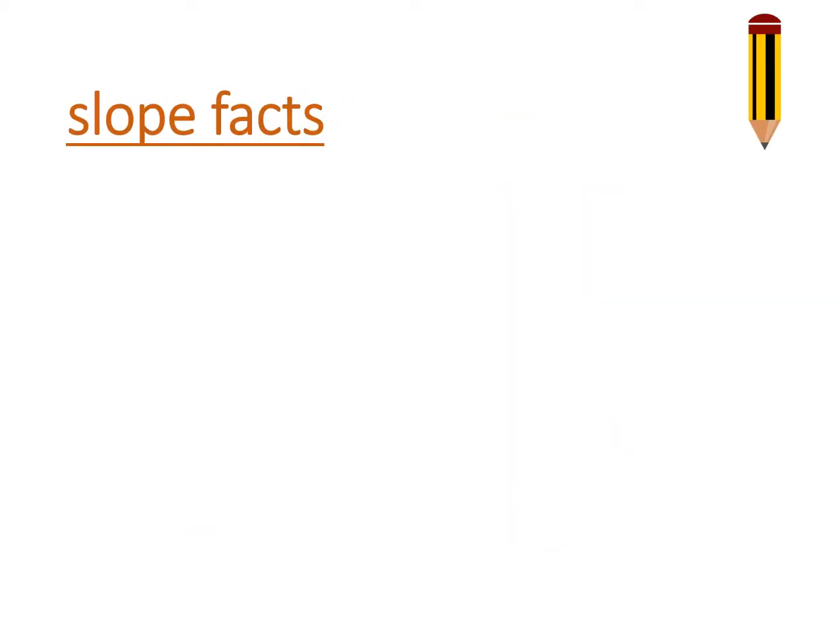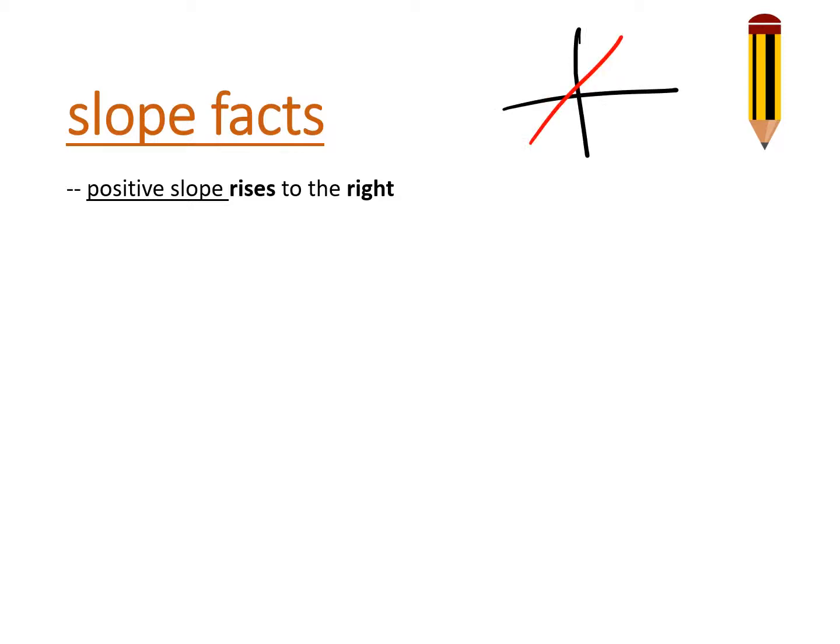Alrighty, more slope facts that you probably know. A positive slope rises to the right. You guys, when we read graphs in math, we read them just like a book. So if we have a coordinate plane and we have a graph like this, we read it from left to right. So in this example, my red line would have a positive slope because from left to right, my line is rising or going up.